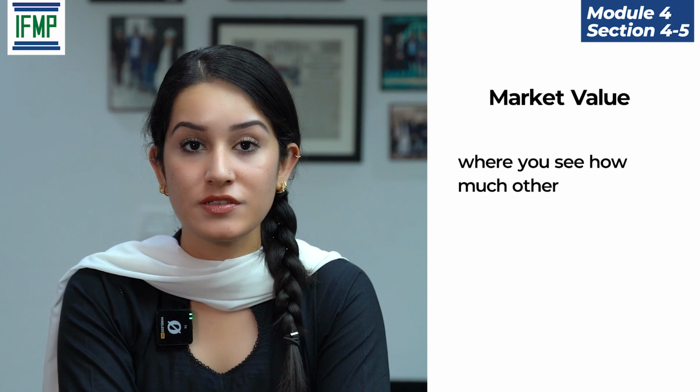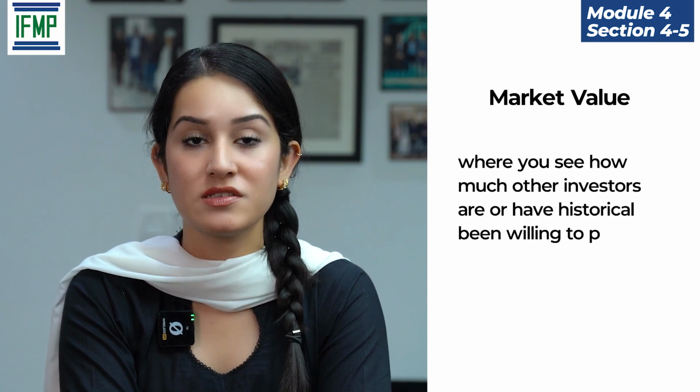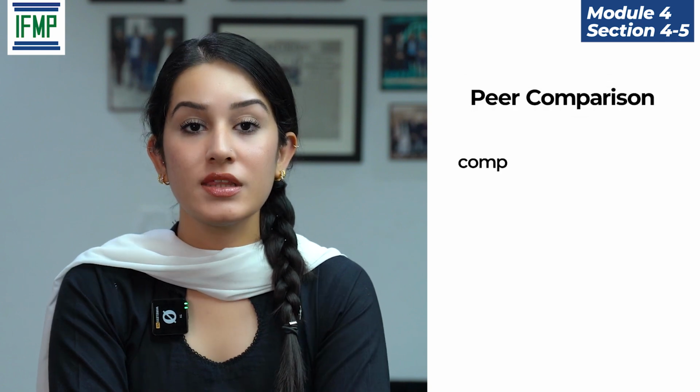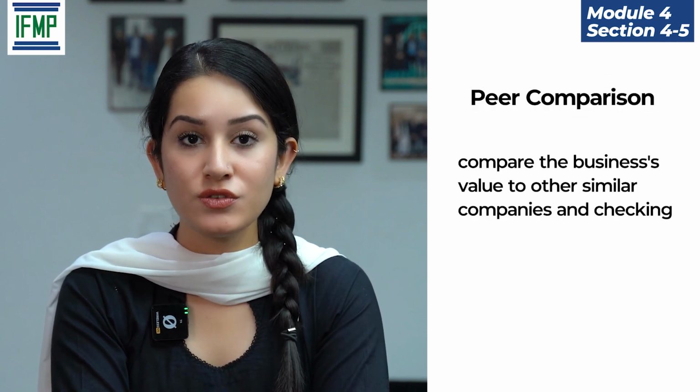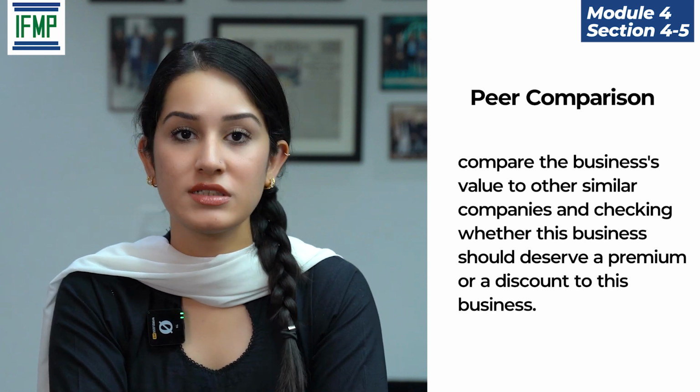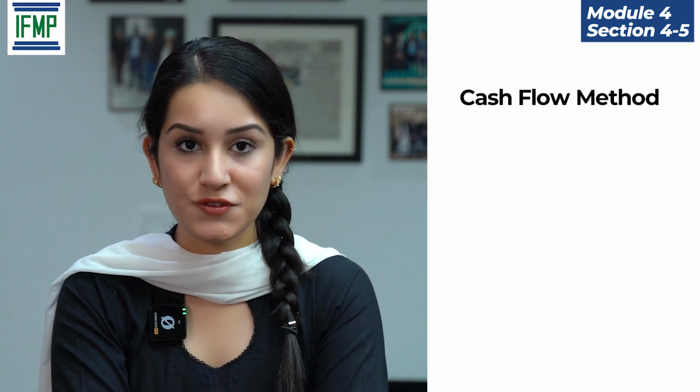There are three ways to value a company, starting with the market value. This is where you see how much other investors are willing to spend or have been willing to spend in the past to buy the business. The second way is peer comparison. This is where you compare the business's values to other similar companies and see whether this company deserves a premium or a discount. And the third way is the cash flow method.